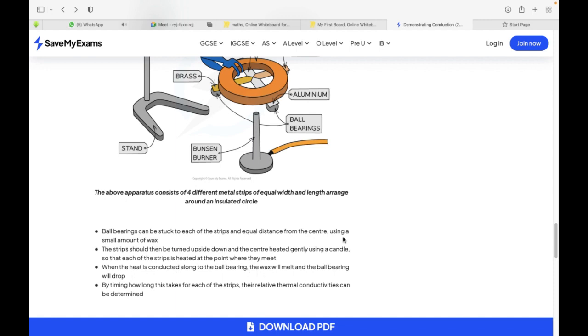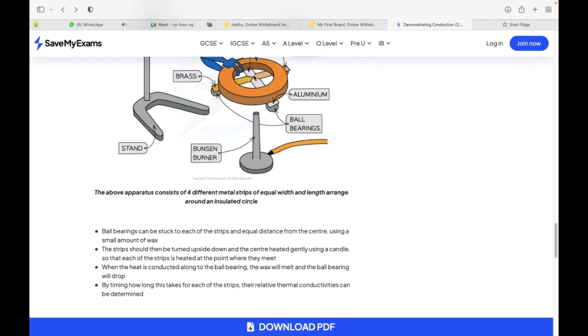Okay, so we say when the heat is conducted along to the ball bearings, the wax will melt. When the heat starts to pass through each of the metals, because you supply the heat at the center here, this heat will travel through each of the metal strips to the end. It will start from here and journey to the end, because it's a conducting material.